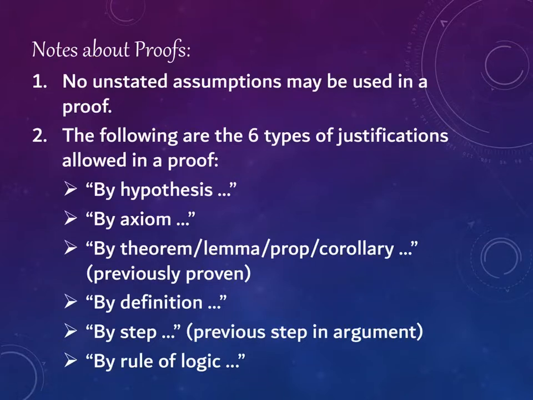And using what we did in the last section, by rule of logic. Okay, so if you have the transitive property, you've got P implies Q and Q implies R. That's why, by a rule of logic or any of the others, that we can say that P implies R.